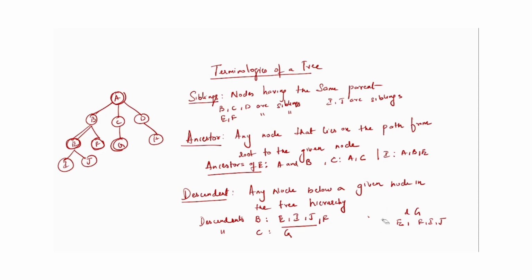So I can just erase this one. I can say descendants of A are all nodes in a tree except root node itself.